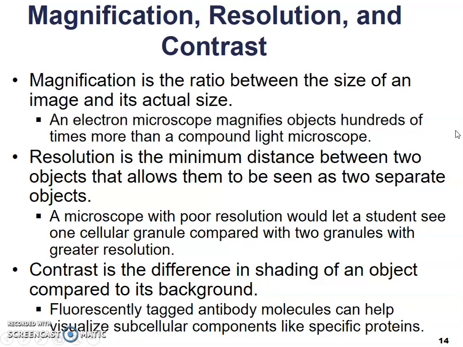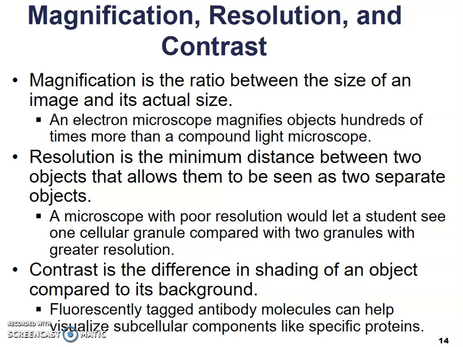So moving on, magnification, resolution, and contrast. Magnification is the ratio between the size of an image and its actual size. An electron microscope magnifies objects hundreds of times more than a compound light microscope. The resolution is the minimum distance between two objects that allows them to be seen as two separate objects. A microscope with poor resolution would let a student see one cellular granule compared to two granules with greater resolution. Contrast is the difference in shading of an object compared to its background.